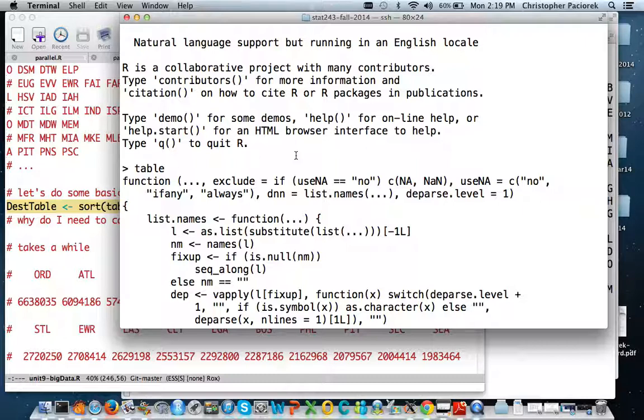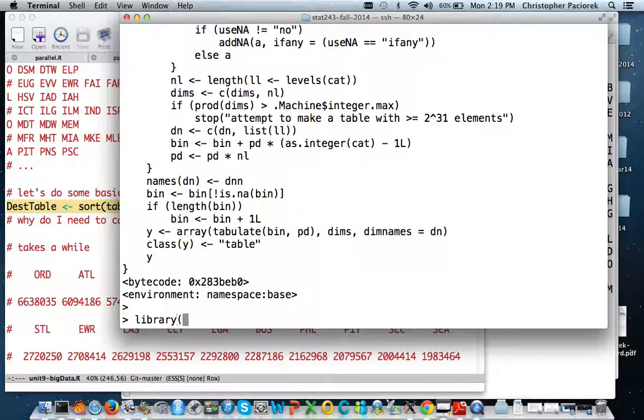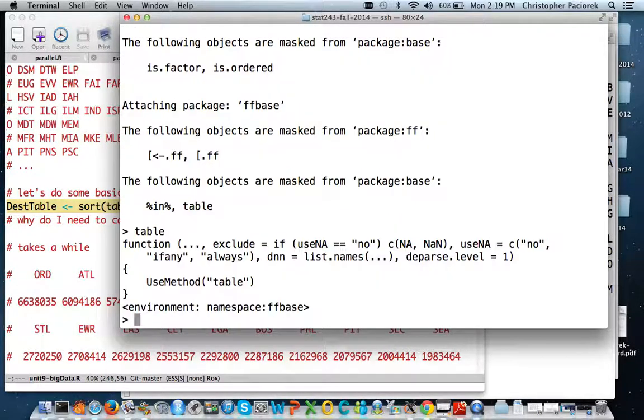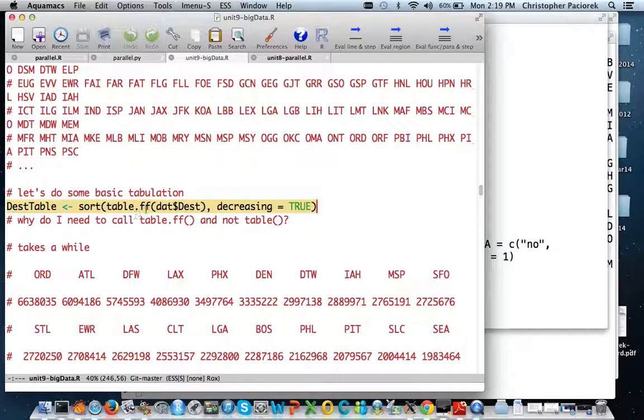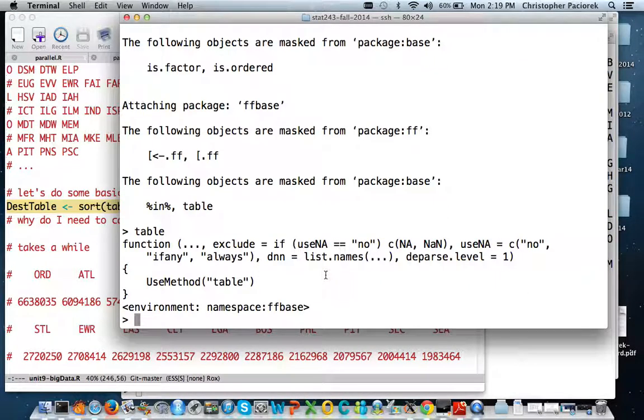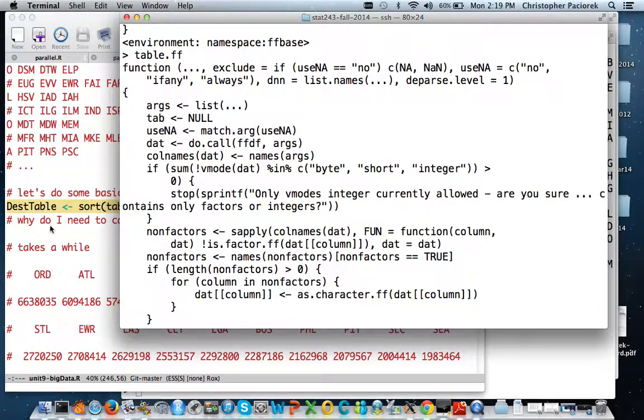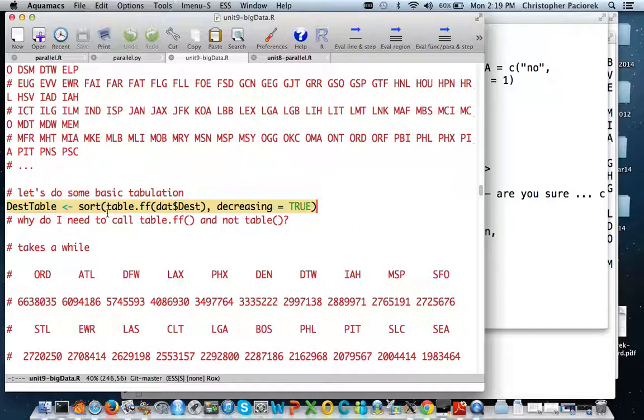But what I think I'm now realizing is that once we load in this FF base package, it seems like the original base table function has gotten overwritten by this S3 generic. So I think if FF base as well as FF were loaded in, I wouldn't need the .ff here, because this table would now be the generic function. I'm curious. Oh, that's in there too. Yeah, so now I'm not sure why I got confused when I was setting this up. All right, well, that may or may not have been helpful.